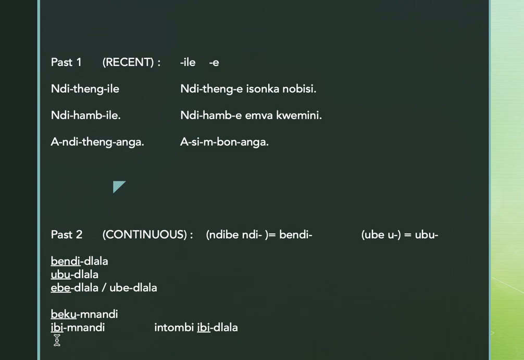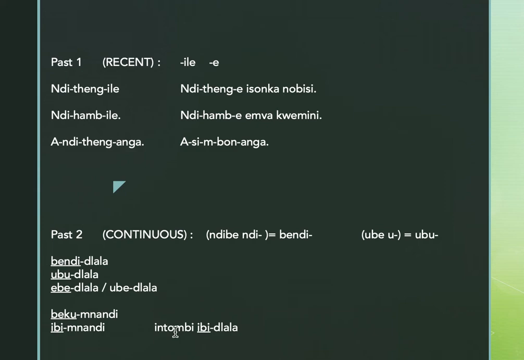Or if I use the noun clause, which starts with i, then the past continuous is ibi, ibimnandi, it was nice. This is also very common. So if you want to remember two forms for this past tense, I would recommend remembering beku and ibi. Intombi ibidlala. So the girl, which is the same noun clause, she was playing. Ibidlala.